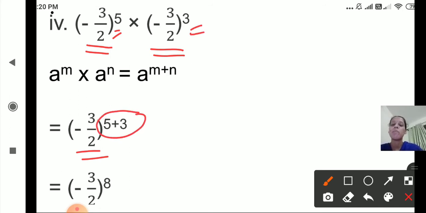So minus 3 upon 2 raised to 5 plus 3. 5 plus 3 is 8, correct? So what is the answer? Minus 3 upon 2 raised to 8. So this is the answer.